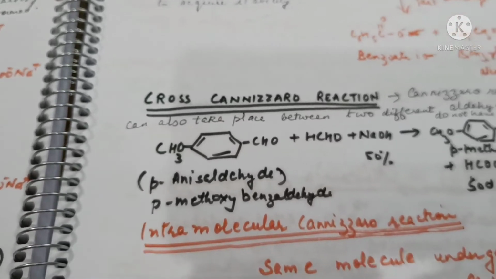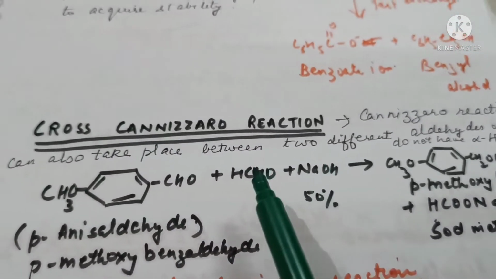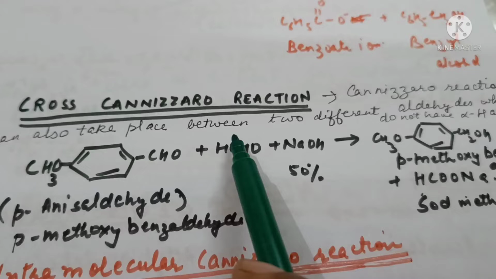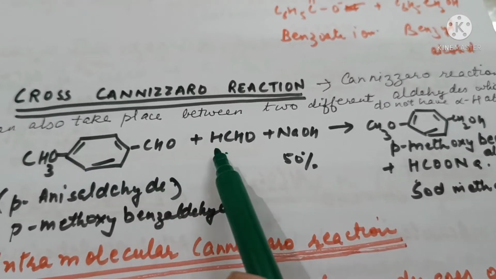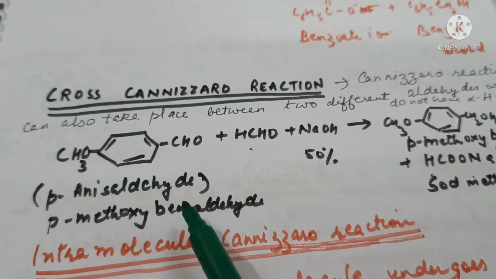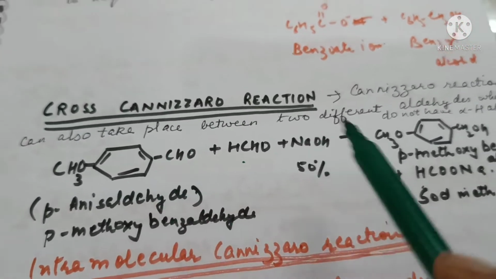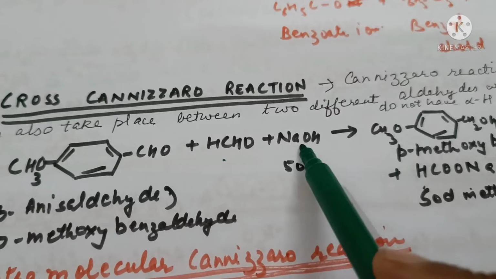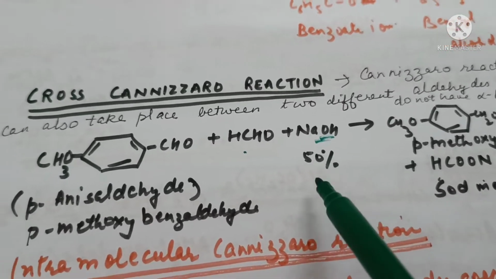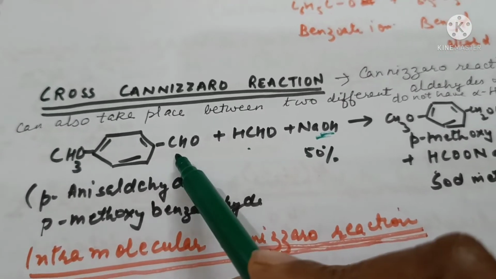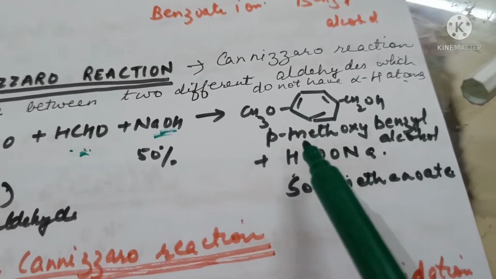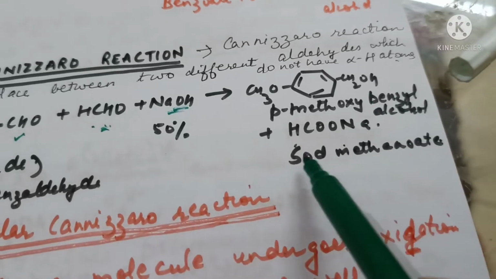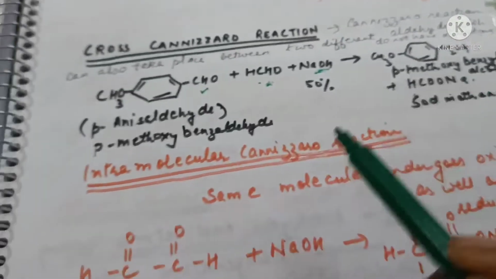Cross Cannizzaro reaction. The Cannizzaro reaction can also take place between two different aldehydes which do not contain alpha hydrogen. For example, para-methoxy benzaldehyde and formaldehyde in the presence of 50% concentrated alkali will react. This will get reduced and this will get oxidized into para-methoxy benzyl alcohol and sodium formate or methanoate.